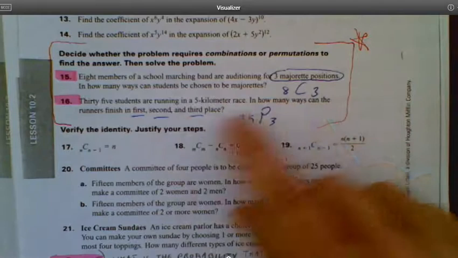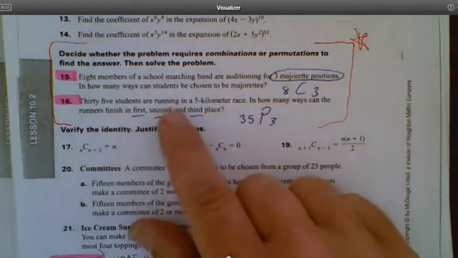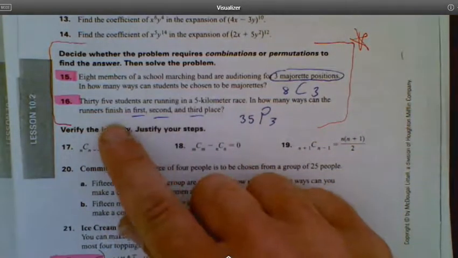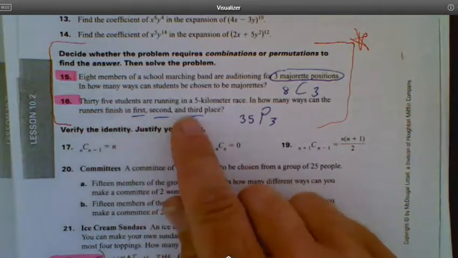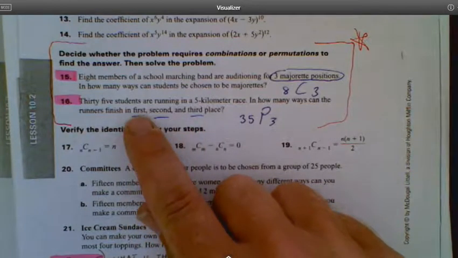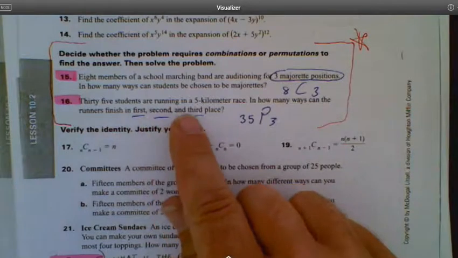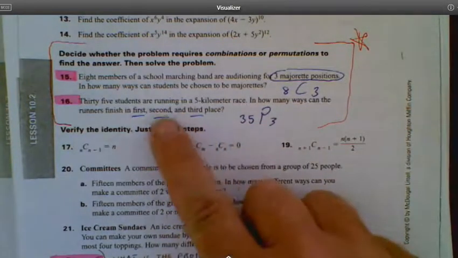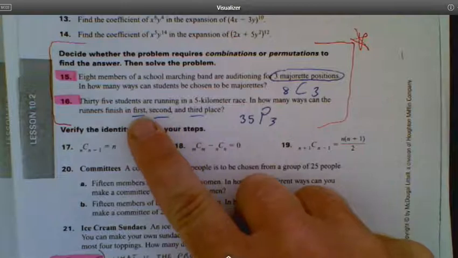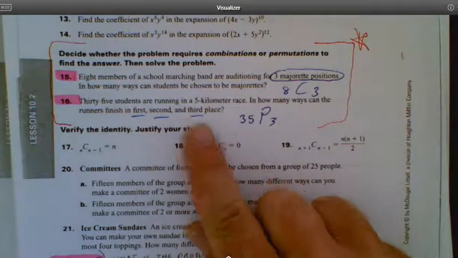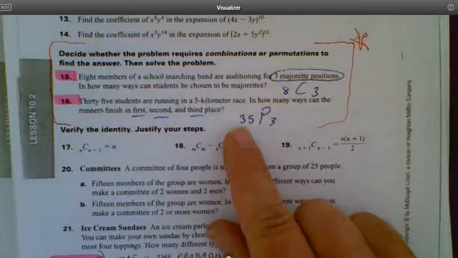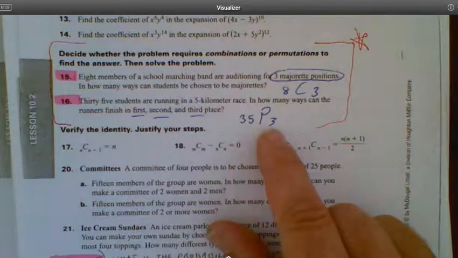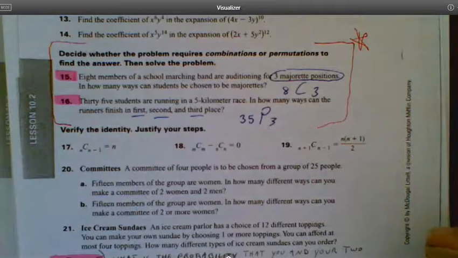So let's see if we can compare that with this one though. So there's 35 students running this race. How many ways can they finish first, second, and third? So there's a definite order to this. There's a first place, a second place, and a third place. And apparently the rest don't matter. So anyway, we know this is a permutation because there's an order to it. There's a difference in value, right, between first, second, and third place. So there was 35 total students, and we are only going to place 3 of them, right? And so that would be our setup. So that's it. That's it for chapter 10.